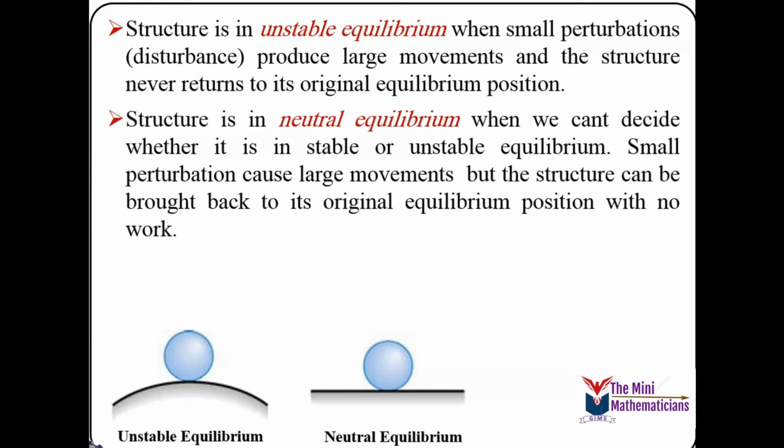So natural equilibrium means that we cannot decide whether it is in the stable or unstable equilibrium. A small perturbation or small change causes a larger movement, but the structure can be brought back to its original equilibrium position with no work.